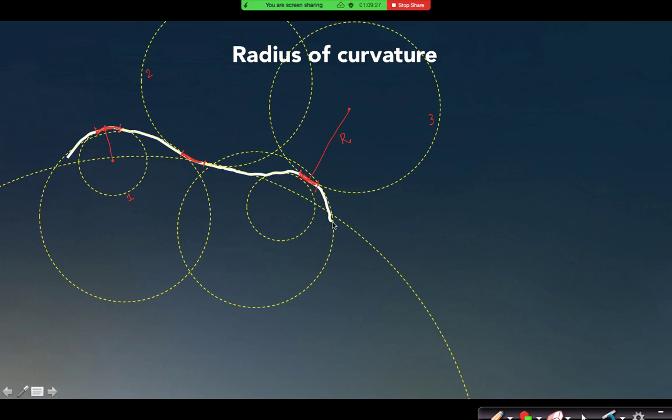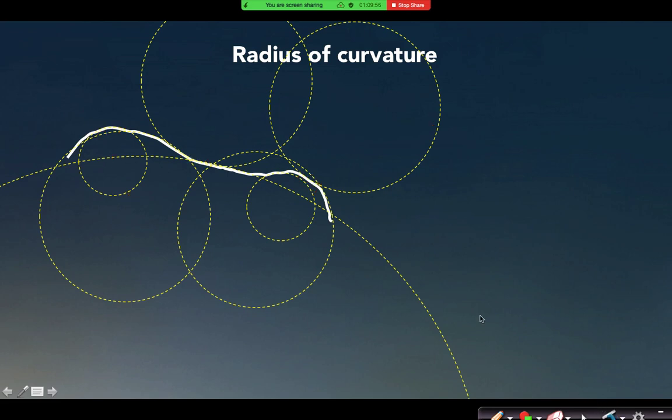So if a particle is moving with constant speed along this path, or if a particle is moving with some tangential acceleration always along this path, both of the particles at this particular point will have the same radius of curvature, because the radius of curvature only depends on the path, on the shape of the path. It does not depend on how the particle is moving on that path, right?